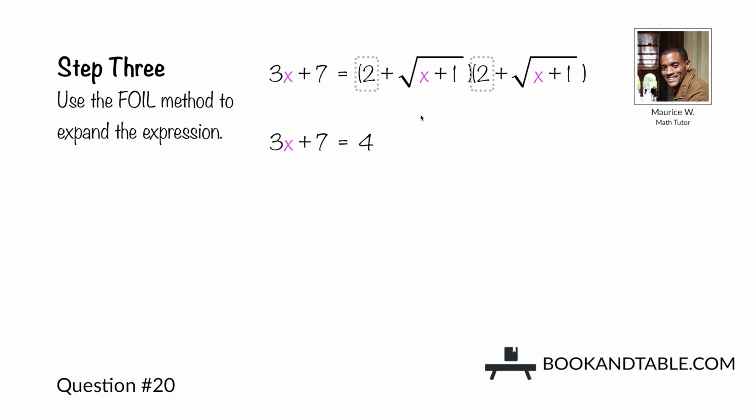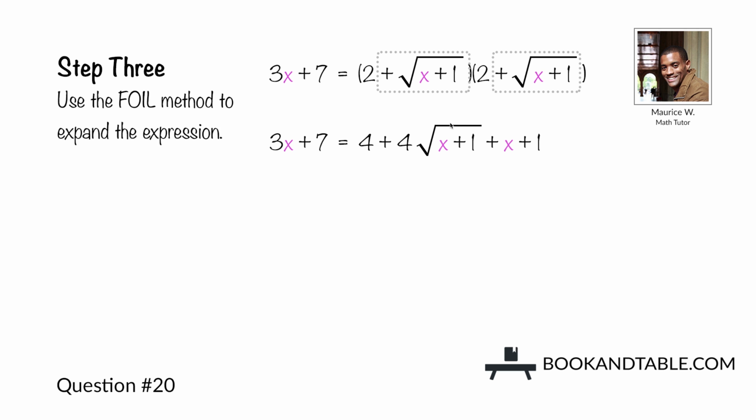2 times 2 is equal to 4. 2 times the square root of x plus 1 is 2 radical x plus 1. Radical x plus 1 times 2 is 2 radical x plus 1. These are like terms, so you combine them by adding the coefficients 2 and 2 to get 4 radical x plus 1. And radical x plus 1 times itself gives us x plus 1.